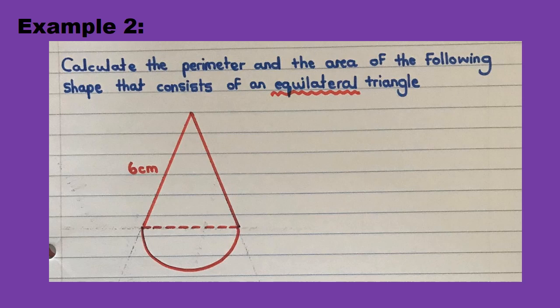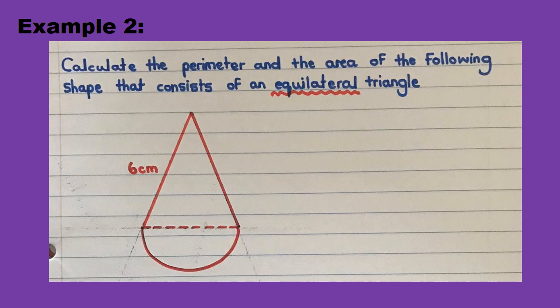All right, let's have a look at the shape. It says calculate the perimeter and the area of the following shape that consists of an equilateral triangle. Very important, we need to know that that is an equilateral triangle so that we know that each side of that triangle is equal to 6 centimeters. So we can insert it on the other side as well.